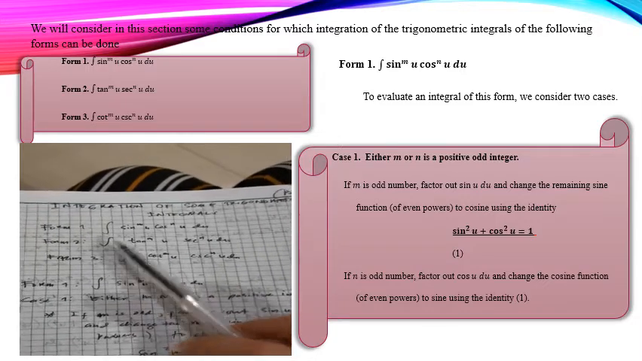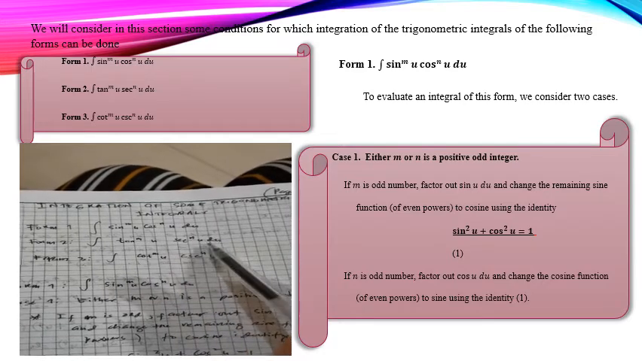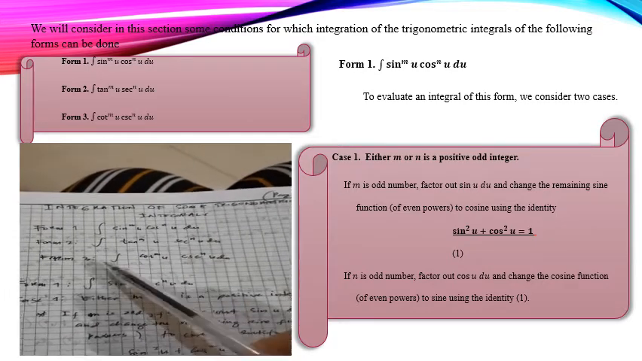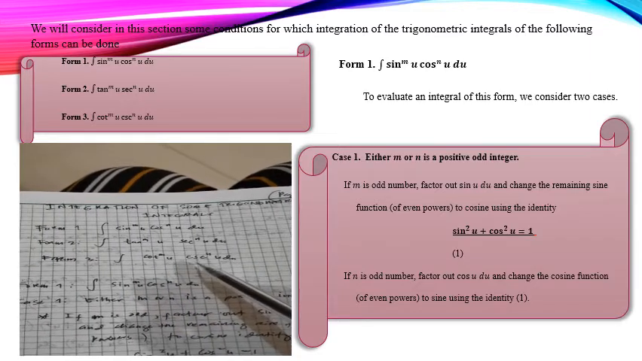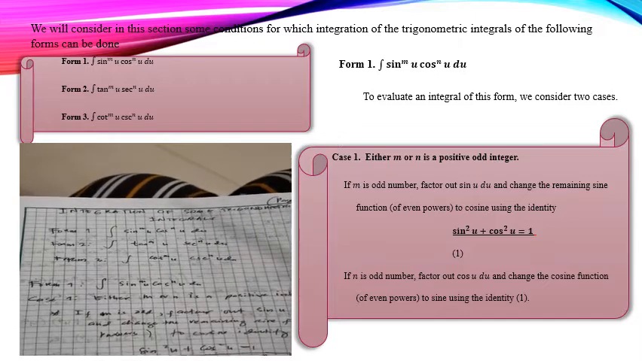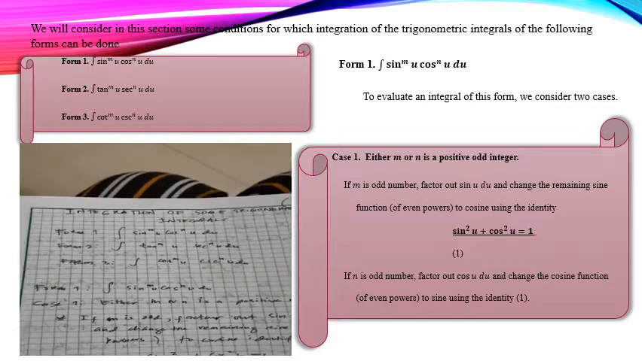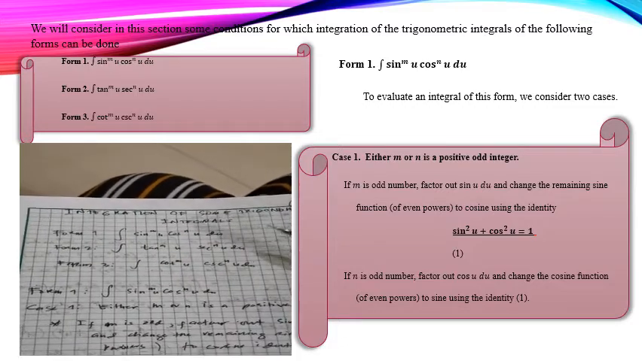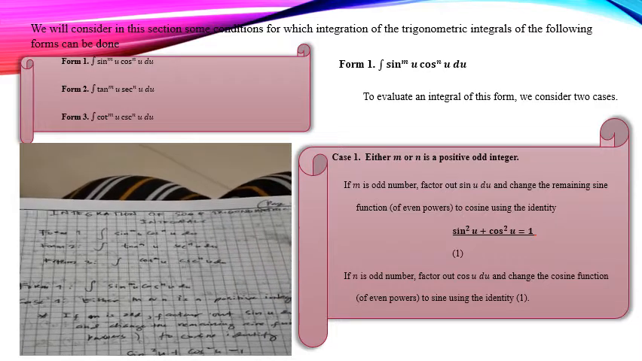Okay. And then sa form 2 naman, the integral of tangent u raised to m and then secant u raised to n du. And then the last form is the integral of cotangent u raised to m and then the cosecant u raised to n du. Ibig sabihin, ang tatandaan nyo lang sa bawat form is sa form 1, partners is si sine and cosine. Si form 2 naman is si tangent and secant. Then sa form 3 is si cotangent and cosecant.